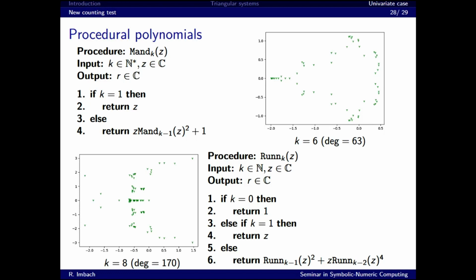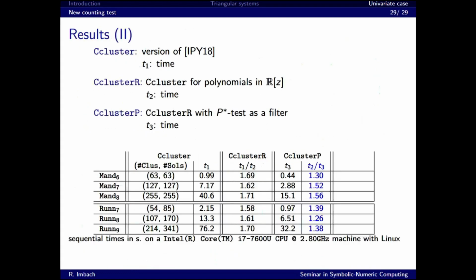So these polynomials can be evaluated very fast because we just have to apply the procedure. For these polynomials, our Ccluster P brings this improvement compared to Ccluster real. Overall, with the 2 improvements, this is the running time of the initial version, and this is the running time of the new version.